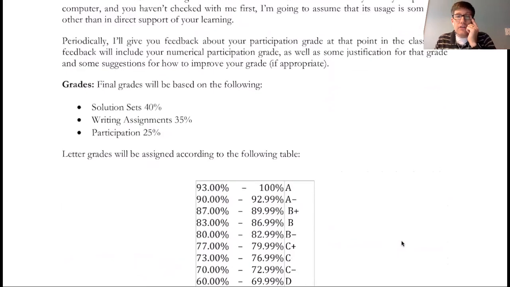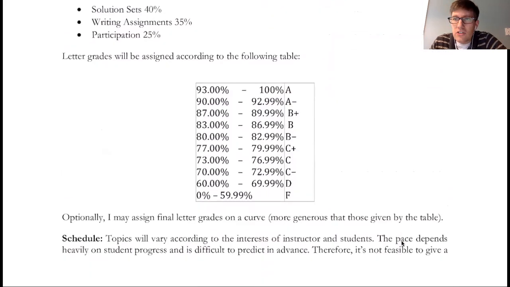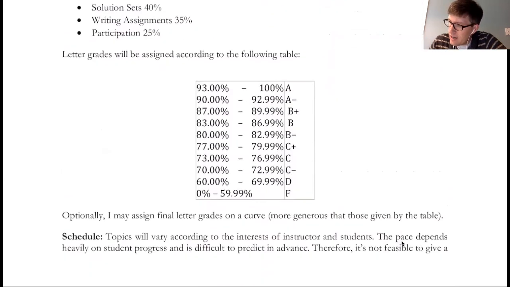All right, here's how the weights of your grades will be. Solution sets will constitute 40% of your grade, writing assignments will be 35% of your grade, and participation will be 25% of your grade. Okay, and this is a table that tells you how I'll be awarding letter grades.